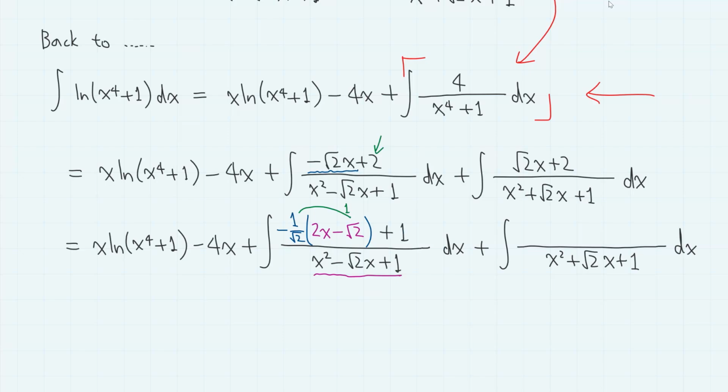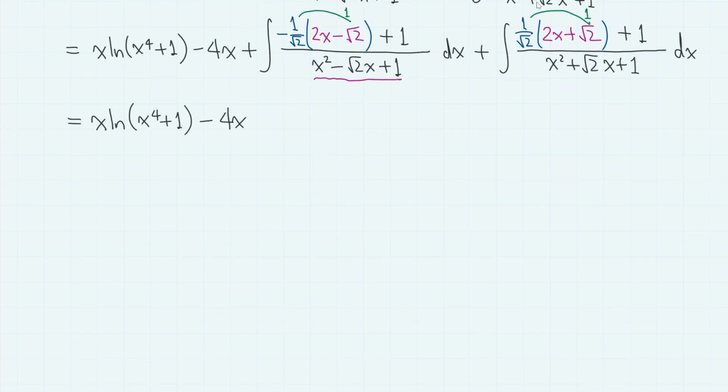here. As for the second integral, we need the derivative of the denominator, 2x plus square root of 2. And now this must be multiplied by 1 over square root of 2. Then we have constant 1, so we add 1.